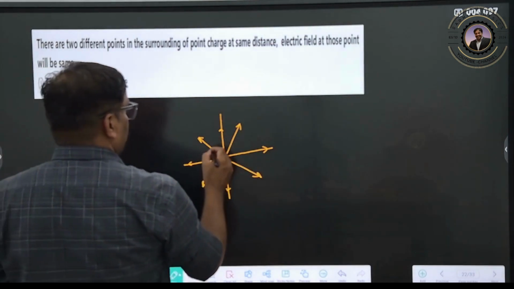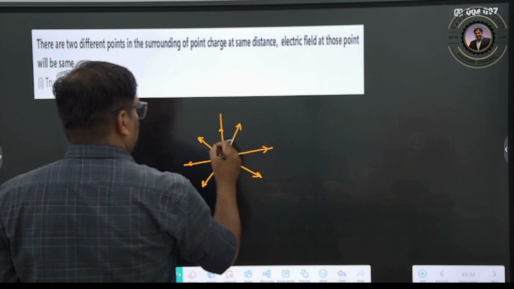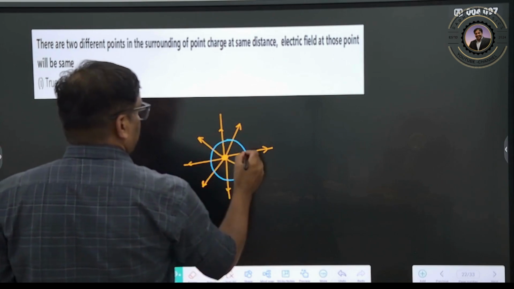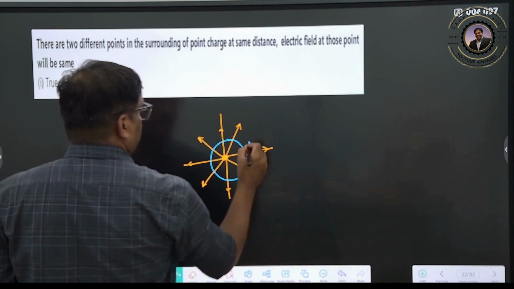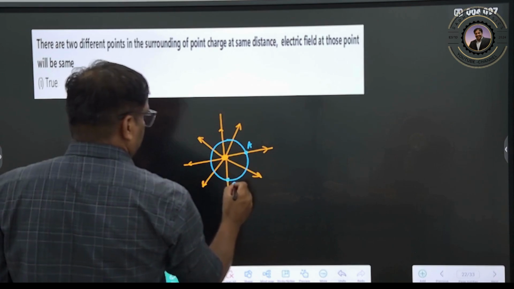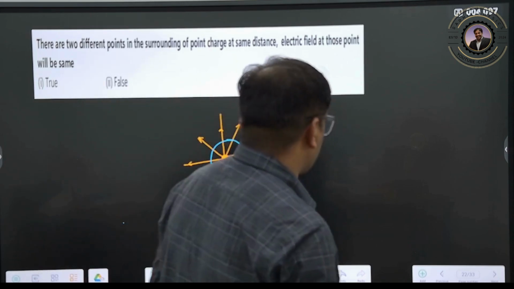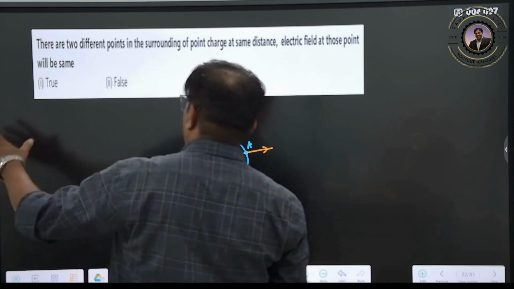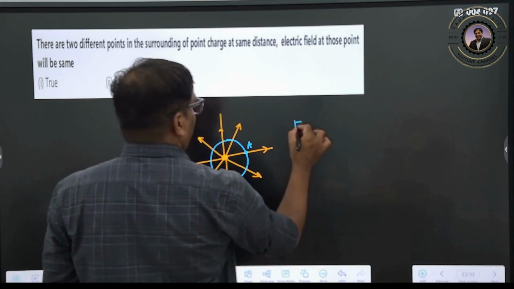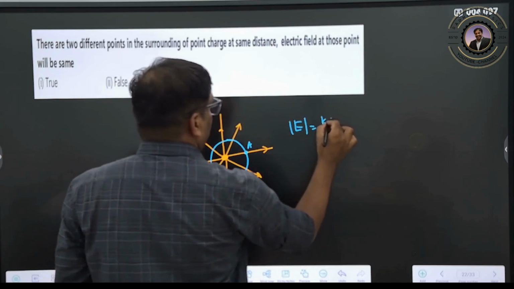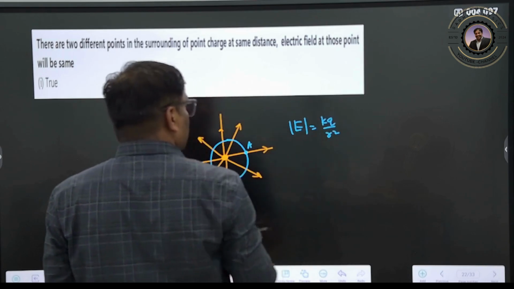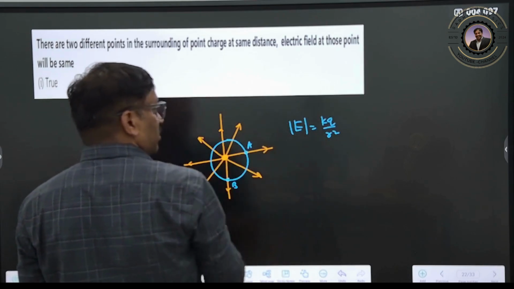Right. These are your electric field lines. Now what is asked, at the same distance? That means this is your same distance. So here at this point A is there, at point B is there. So will the electric field be the same or not? Most of the students know what they will tell. So electric field magnitude is how much now? KQ by R square. So same charge, same distance.